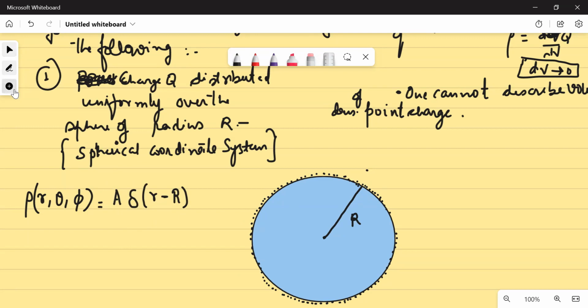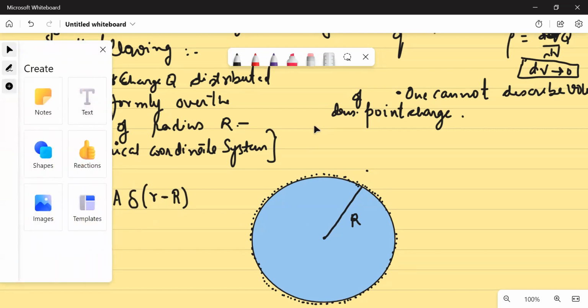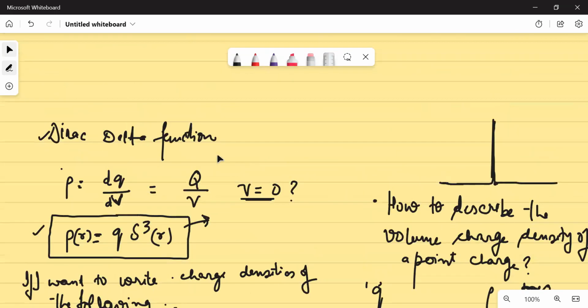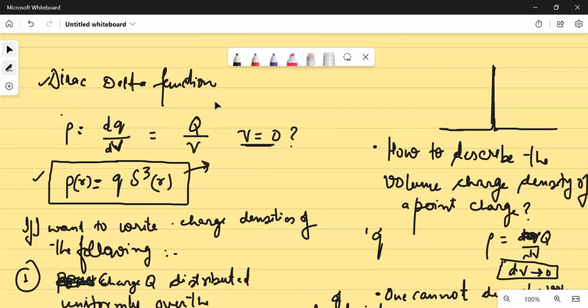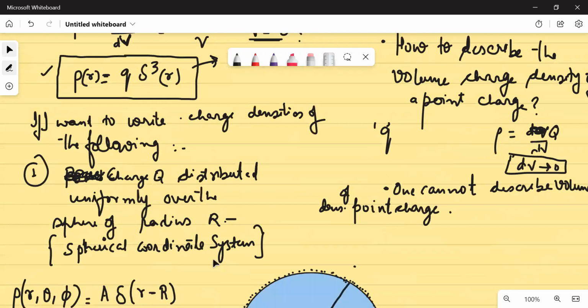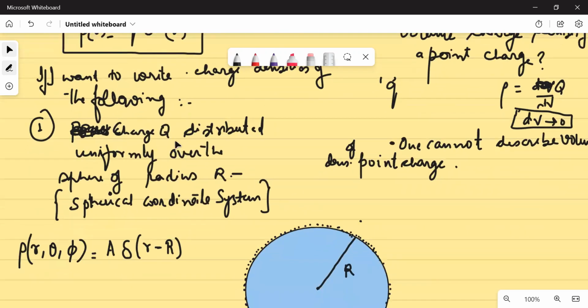So what we are doing, we are trying to write some charge distributions. We were doing electrostatics, and I told you how important the Dirac Delta function is. That is what I'm trying to tell. In the classes on the Dirac Delta function, we came to know that if we want to describe a volume charge density of a point charge, we are left with no other option than to use the Dirac Delta function. Now I'm doing a few problems. Let's say I want to write the charge density of the following.